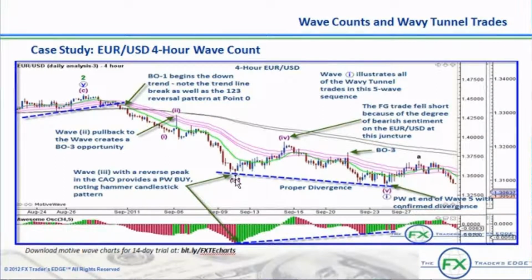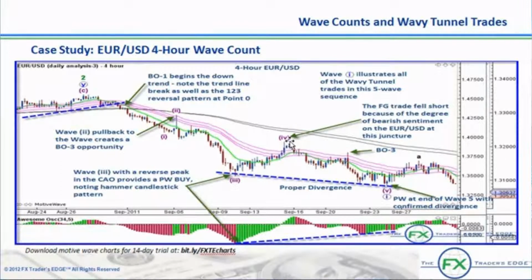Moving on to the wave 4, the FG trade falls short because of the degree of bearish sentiment on the Euro-USD at this juncture. The minimum requirements for the wave 4 have been met, with the awesome oscillator coming back to the 0 line. A breakout 3 trade may be taken with a stop above the long-tailed shooting star at the top of wave 4.